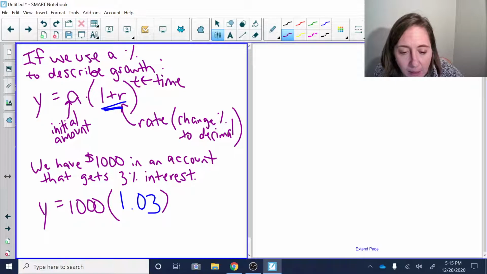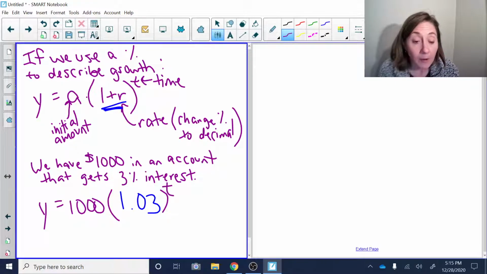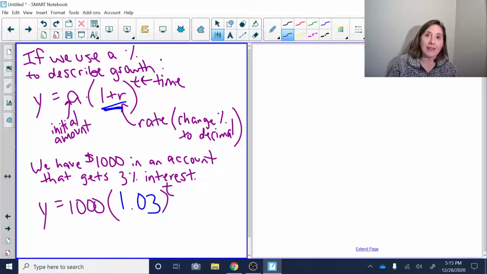And then t is time. So I'm going to put a t up here. I haven't asked you a question with this yet. I've just given you some facts. I haven't actually asked you to find anything. So let me say, let's figure out how much money you would have in 10 years. So you could just take that 10 and plug it in for the t and do the math. I want to show you how to use the graph to go with this.